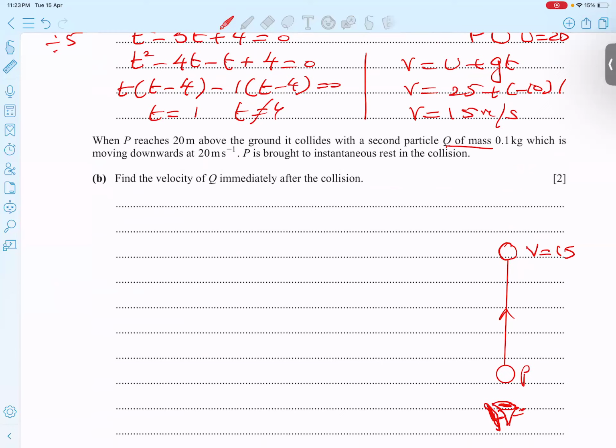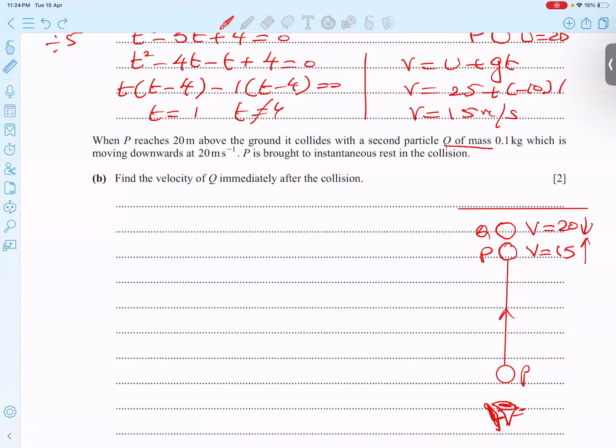When going upwards, the velocity is positive, and the second particle is coming towards it. There's a P particle and a Q particle, but this one is coming towards it. And what is the speed? The speed is given as 20. This is just before collision. And after collision, what does it become? It becomes according to the situation. He said P is brought to rest, and Q after collision we have to find.